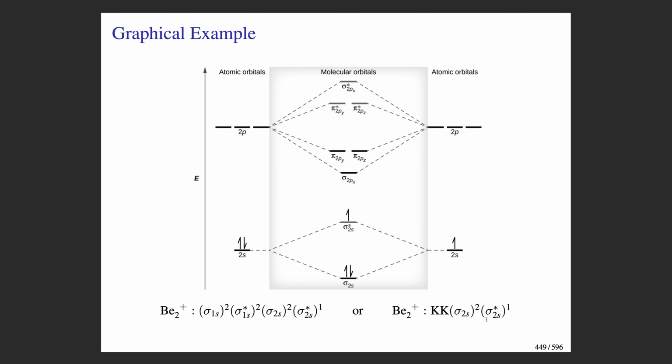What would be the bond order? You don't have to worry about the core electrons at all. It would be 1/2 times the quantity 2 minus 1. So we're going to get a bond order of 1/2 for this cation. Would it be diamagnetic or paramagnetic? You see that it's got an unpaired electron, and so we would say that it is a paramagnetic molecule.